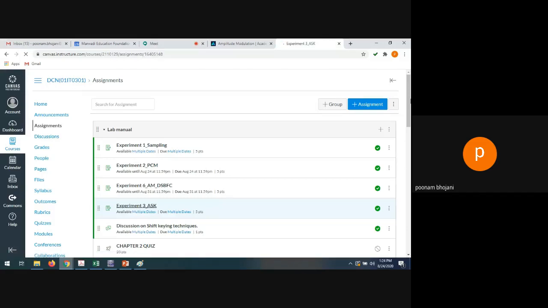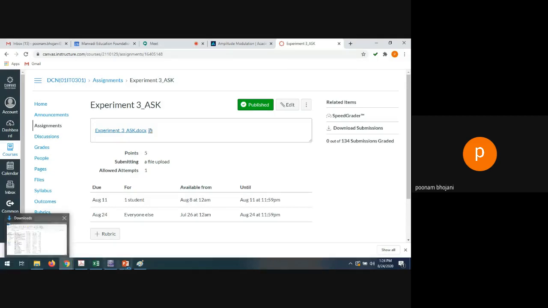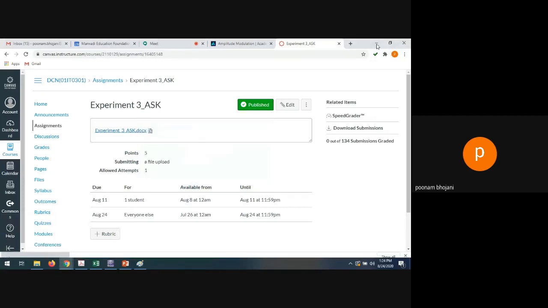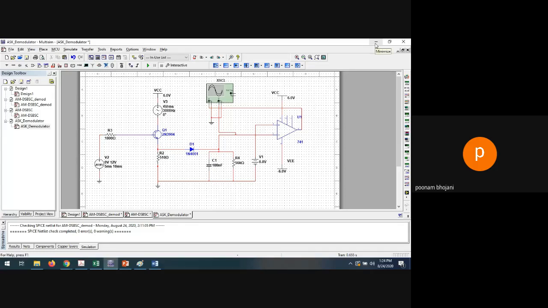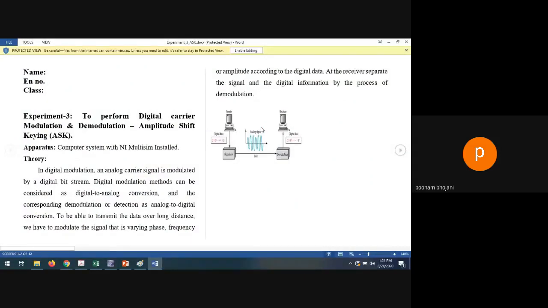So in this experiment 3, ASK, they have shown you two sockets. One is the ASK modulator and one is the ASK demodulator. In the ASK experiment, what we did in the lab covered only the modulator part, right? The demodulator part was not covered at that time, but as it is asked in that document, let me tell you what the demodulator is and how it will be designed in a circuit as well as in Multisim. In the demodulator circuit, there are multiple blocks.